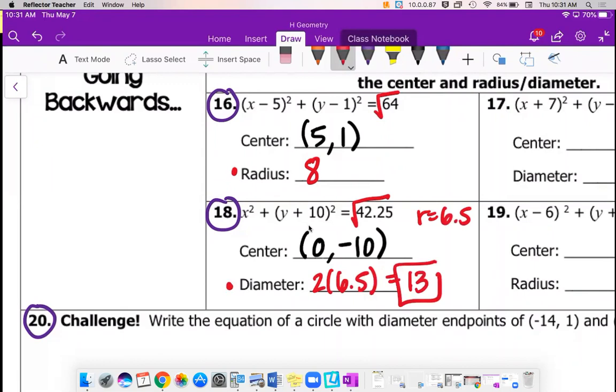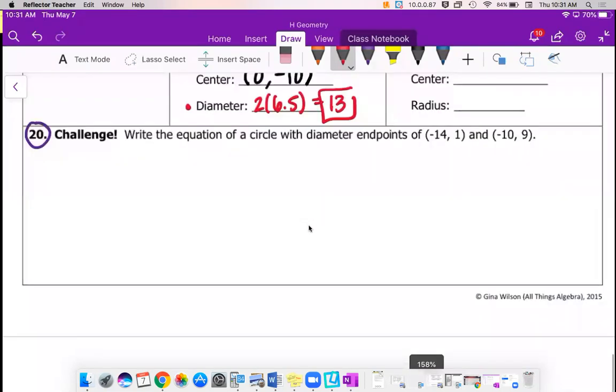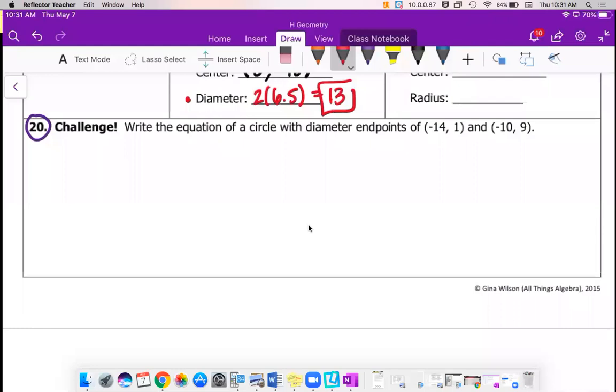Okay, this last one is an awesome challenge problem that I would love to give you guys if we were in class for extra credit or something like that, but I'm just going to show you how to do it so everybody knows how. So it says, write the equation of a circle with diameter endpoints of -14, 1 and -10, 9. So basically, they've told us that there's a diameter going through the center of a circle, and they gave us those 2 points, and we want to find the equation of the circle.